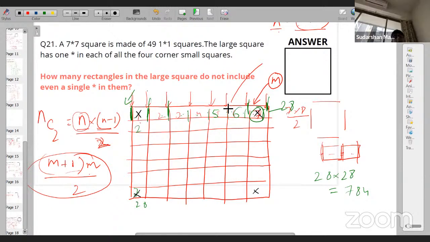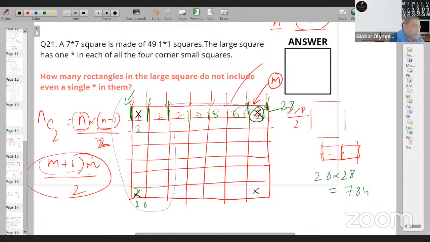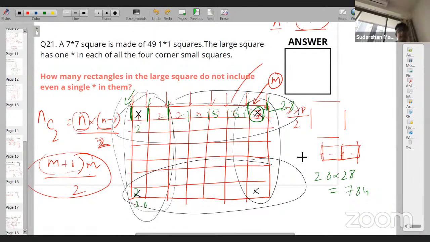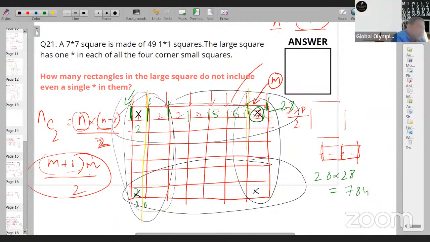Logically, the way you look at it, any rectangle will either include 1 only or 2, like this or like this, like this or like this, or like this or like this, correct? Or it will include all 4, which is the bigger rectangle itself. So that is only one rectangle. So what you can do is make it into 2 rectangles of 5 into 7. So let's understand this.